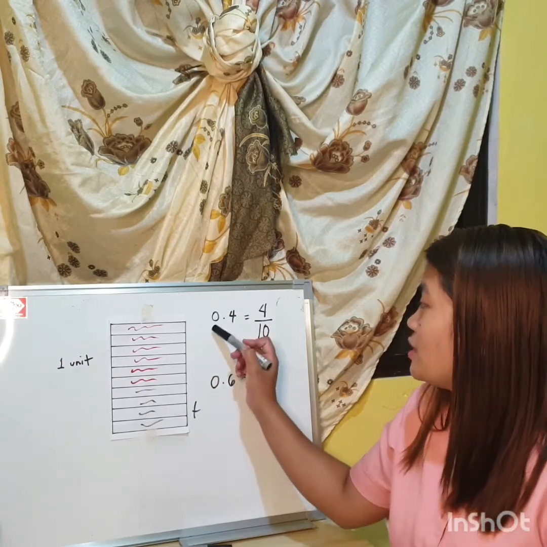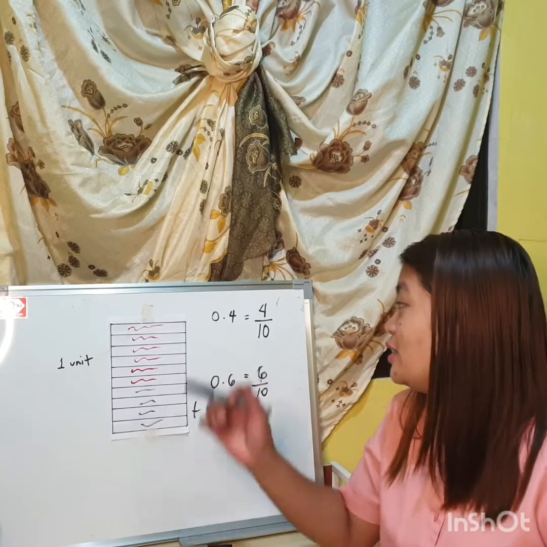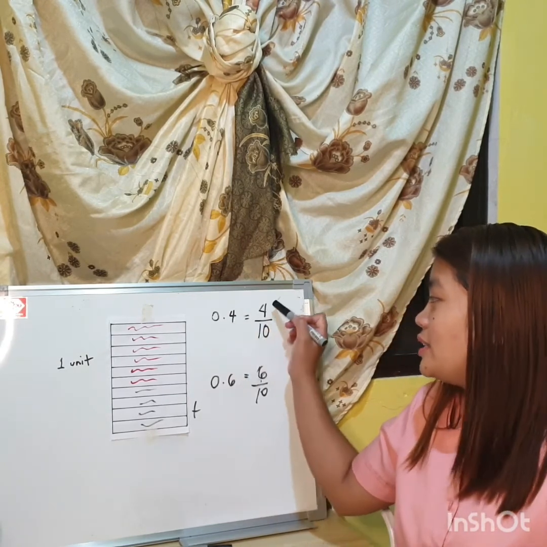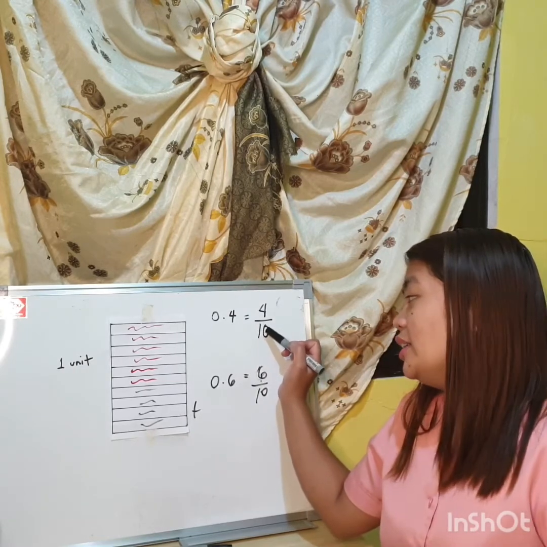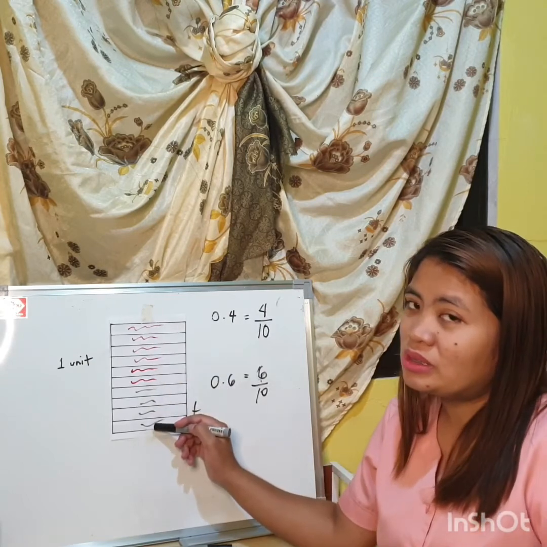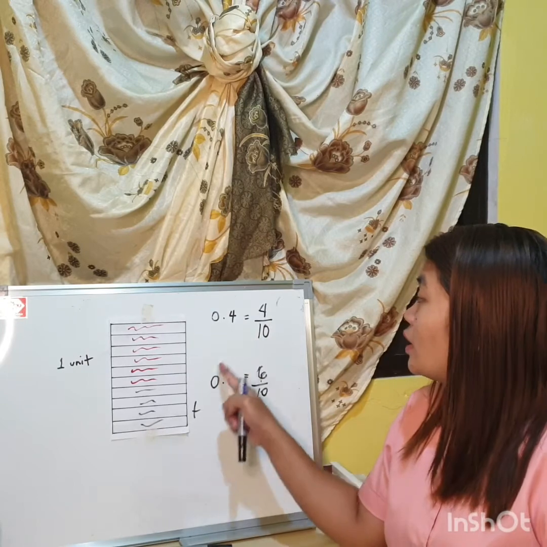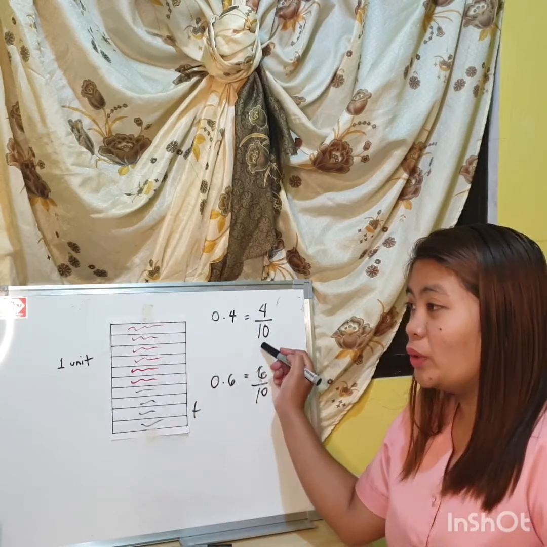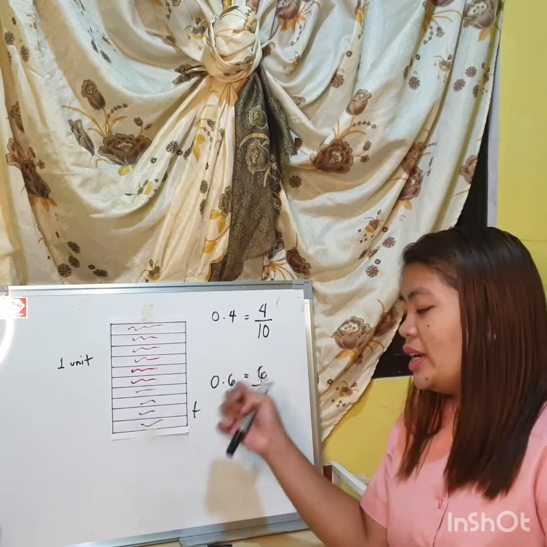So, ito po yung decimal number. And it can also be written in fraction form. So, yung 4 tenths is equal to 4 all over 10. Bakit 10 po yung ating denominator? Because the 1 unit is divided into 10 parts. Okay, so para po maipakita natin yung 4 tenths. And then, ito 6 tenths or 6 all over 10.